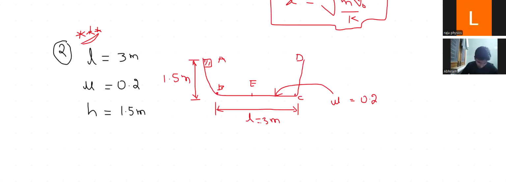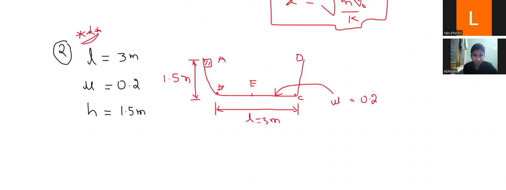Where does the particle come to rest? Where does it start? From point A. So this is the point A where the particle starts. If it falls down like this, where does it stop? Does it stop at D, C, E or B? So now we are calculating that for the given data.